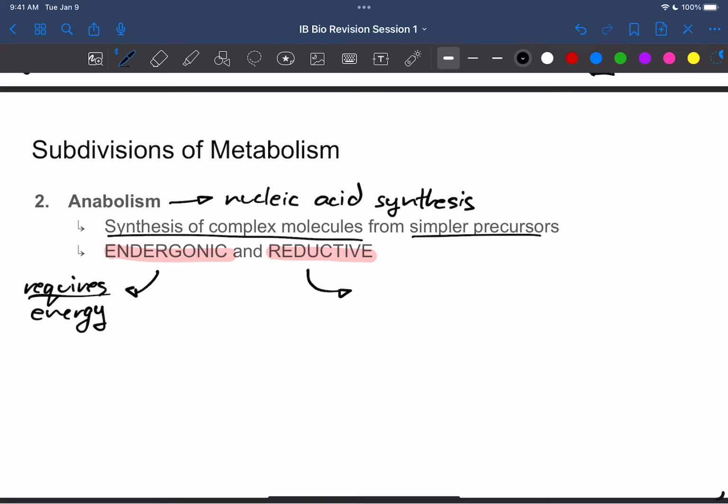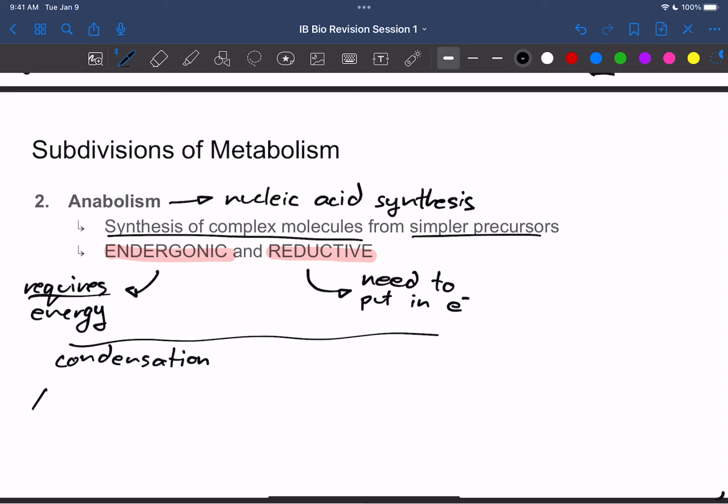And reductive means you need electrons. You need to put in electrons. And this could be something like NADH. So putting these electrons in will help you build these molecules. And these two words are what describe anabolism. Now, a very common reaction you see in anabolism is condensation.